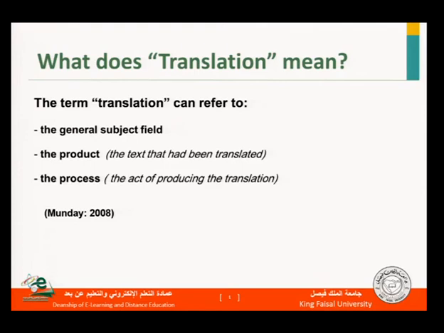the exact meaning or the varieties of meaning that this term may include. Then you may also call somebody and ask him about something, or go to Google and ask Google about something. This process, as Munday suggests, may also be called translation.